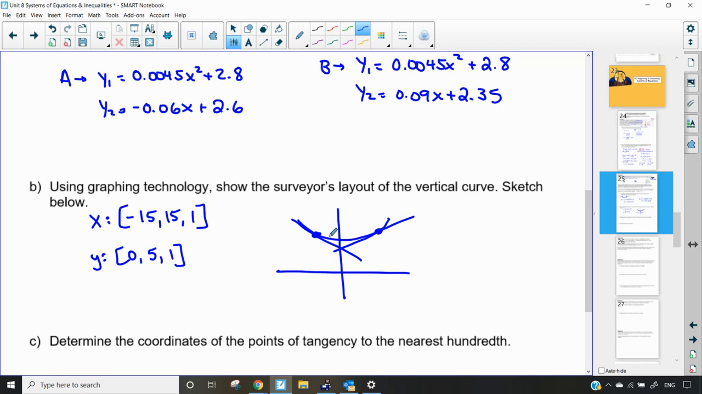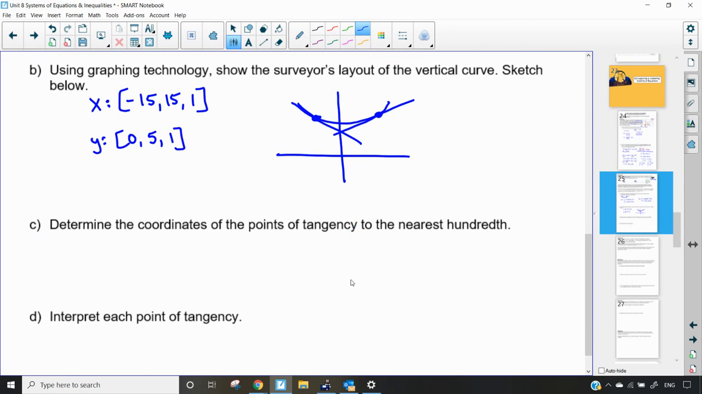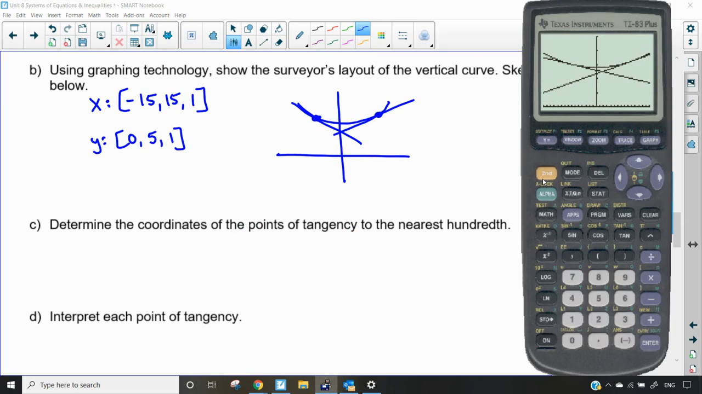Now, with your calculator, you can certainly get a much more detailed look at your scale, and you could adjust that scale or mark that on your graph here. All right, so the next question asks us to determine the coordinates of the points of tangency to the nearest 100th. So on our calculator, we're going to do our intersection points.